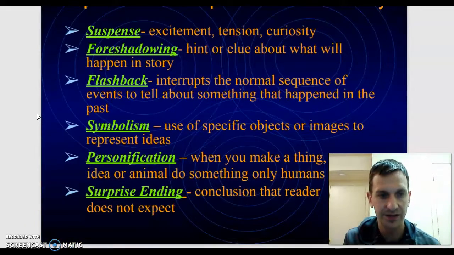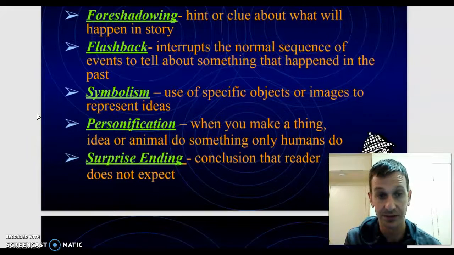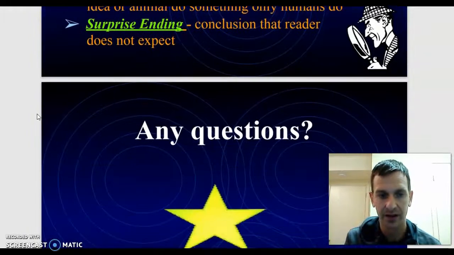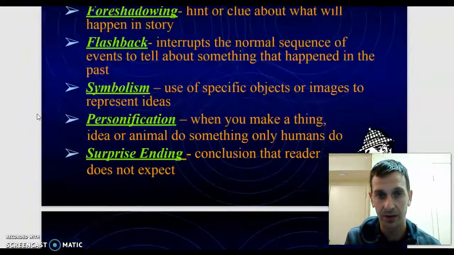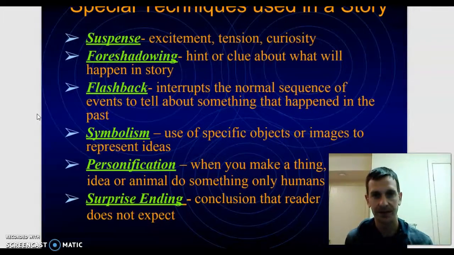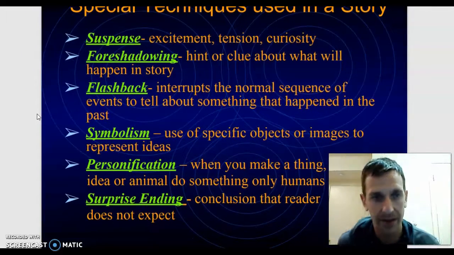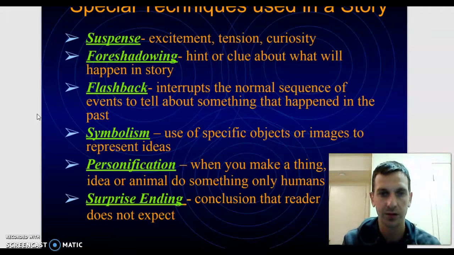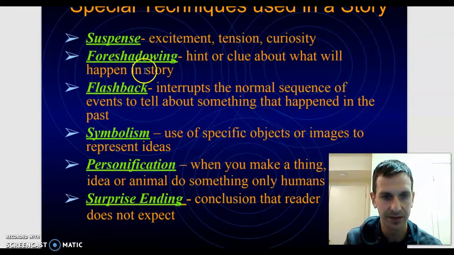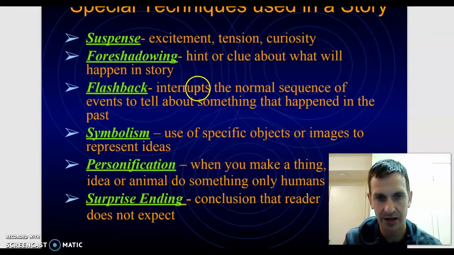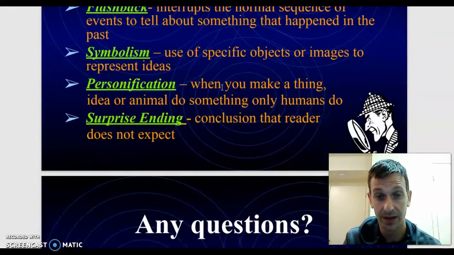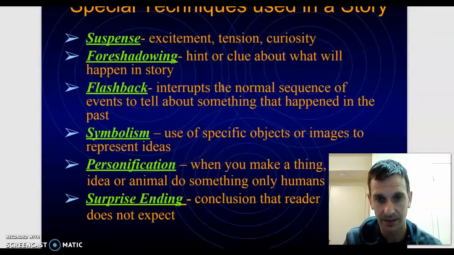All right, some techniques used in the story: suspense, foreshadowing, flashback, symbolism, personification, surprise endings. All right, that is my PowerPoint. Let's talk about these real quick. Suspense, the excitement. Foreshadowing, a hint or clue of what will happen. A flashback interrupts the normal sequence. Symbolism, specific objects to represent ideas. Personification, when you give a thing, idea, or animal non-human qualities, something only humans do. And a surprise ending, the conclusion the reader does not expect.